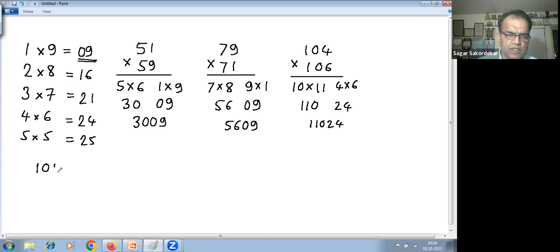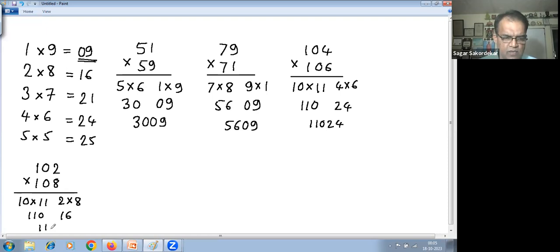Pause and try yourself this 102. At any point, you just pause and try yourself, and then continue with that. So here it is 10, next number is 11, 2 into 8. 11 into 10 is 110, this is 16. So answer is 11016.